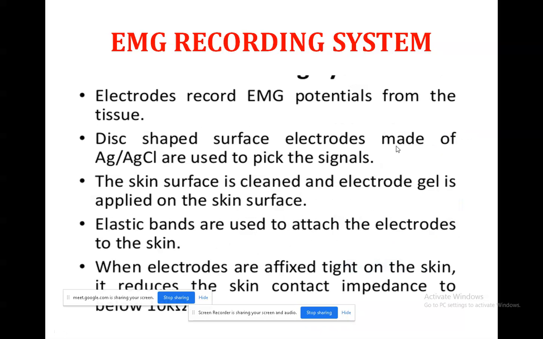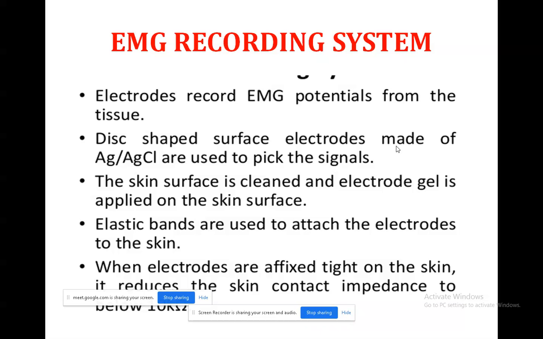The electrodes will record the EMG potential from the tissue. Then disc-shaped surface electrodes made of silver and silver chloride are used to pick up the signal. Here we are going to use a surface electrode in the shape of a disc, so that it can attach easily to your skin.